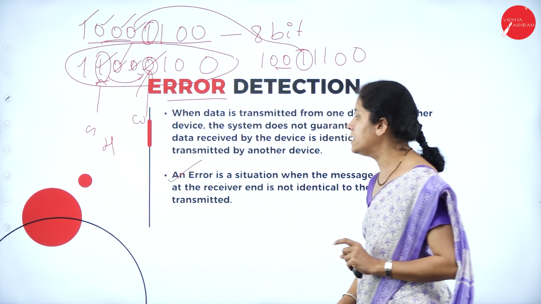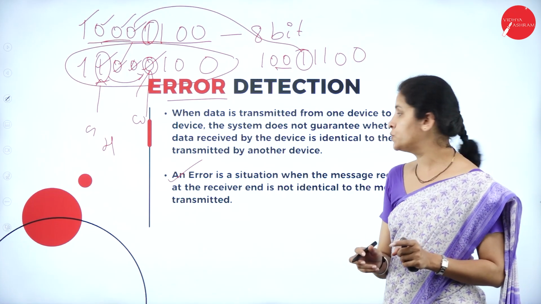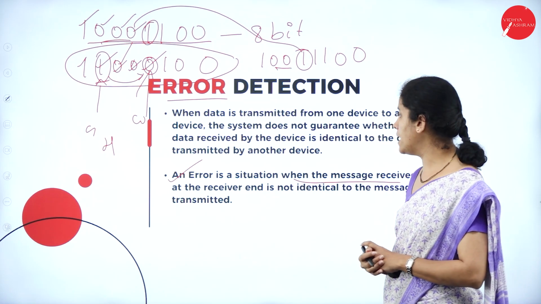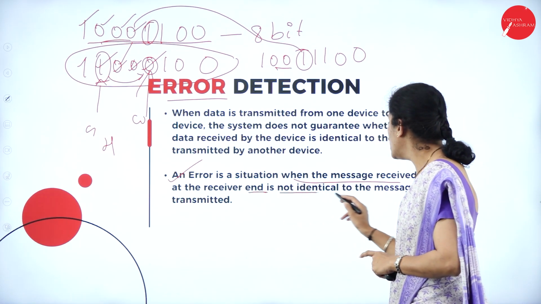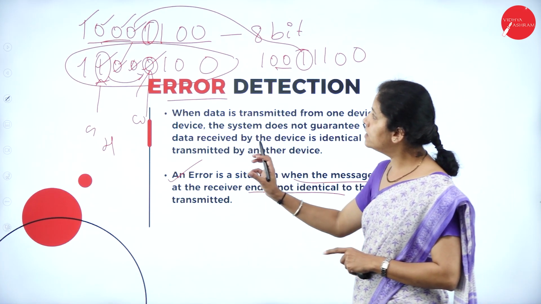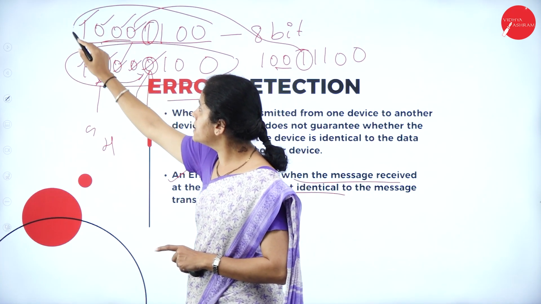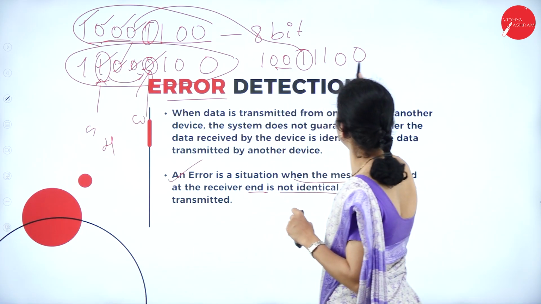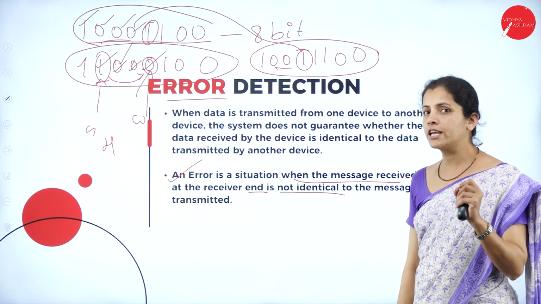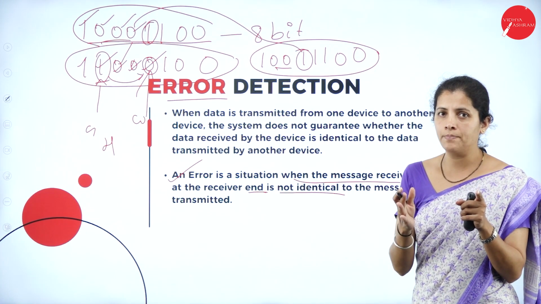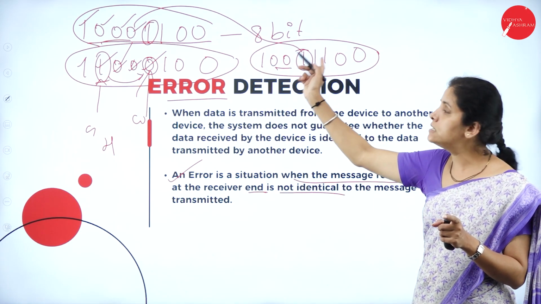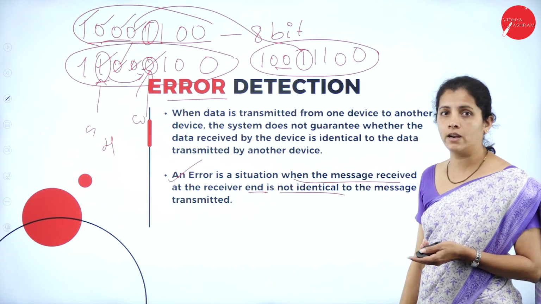An error is a situation when the message received at the receiver side is not identical to the message transmitted. See here, I am going to send this message, but at the receiver side, the receiver is going to receive this message. Now check, are both the messages the same? No, right? So one bit is toggled and this situation is known as an error.